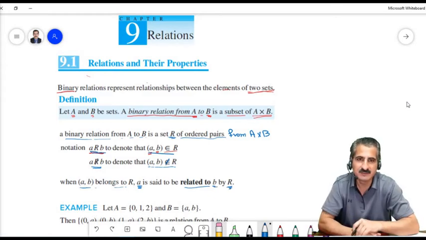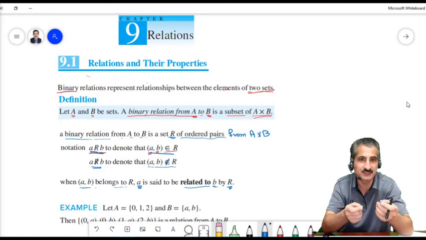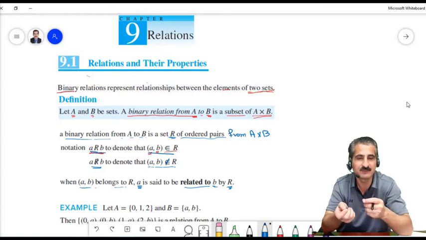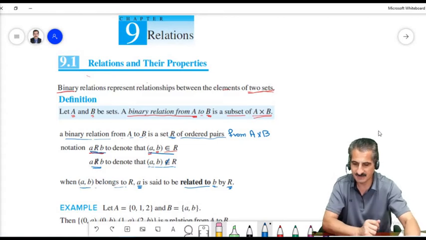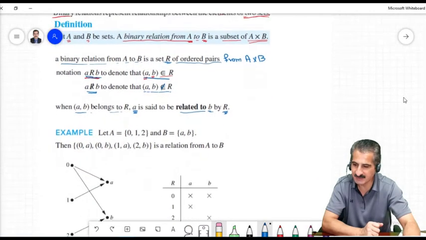Because we might define different relations. We say the relation is a subset of A cross B, so different subsets of ordered pairs define different relations. So some element a might be related to b according to some relation R, but these two elements might not be related according to some other relation. And we will see that. So simply, a relation is a subset of ordered pairs. A relation from A to B is a subset of ordered pairs whose first coordinate comes from A and second coordinate comes from B.